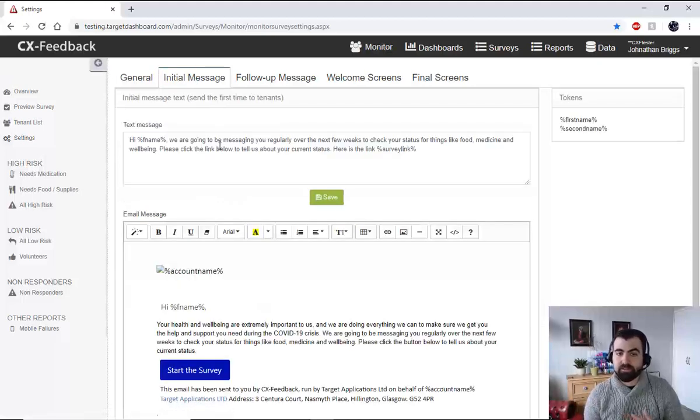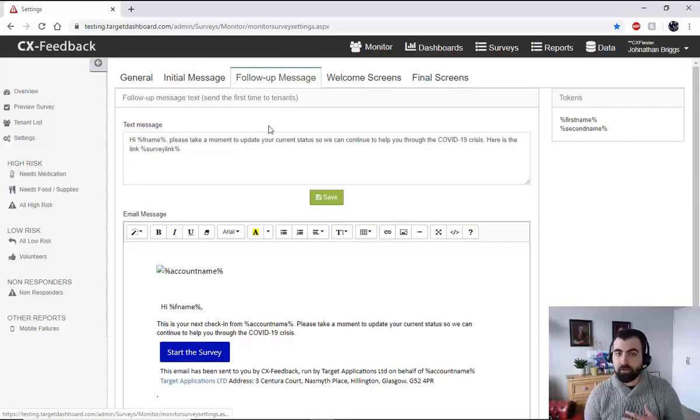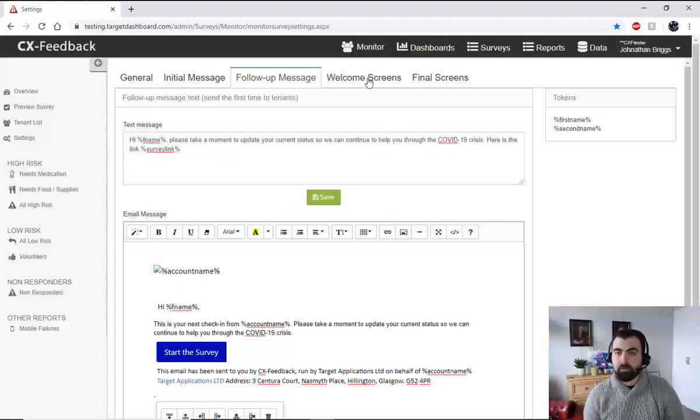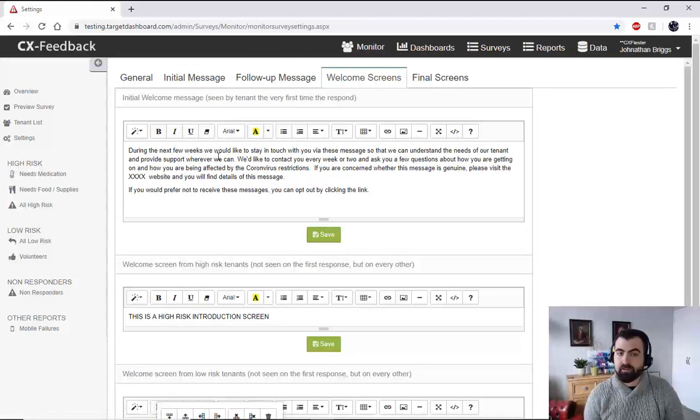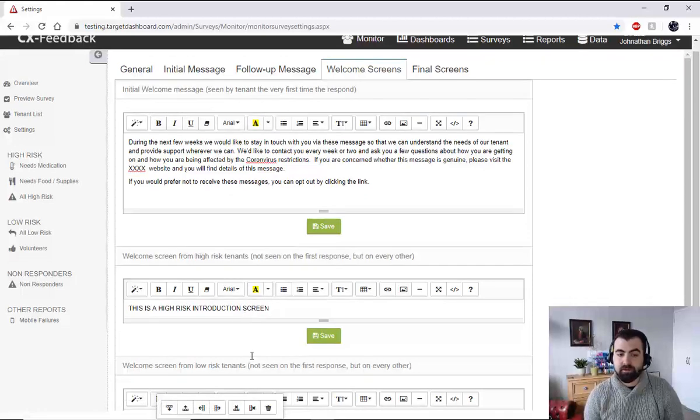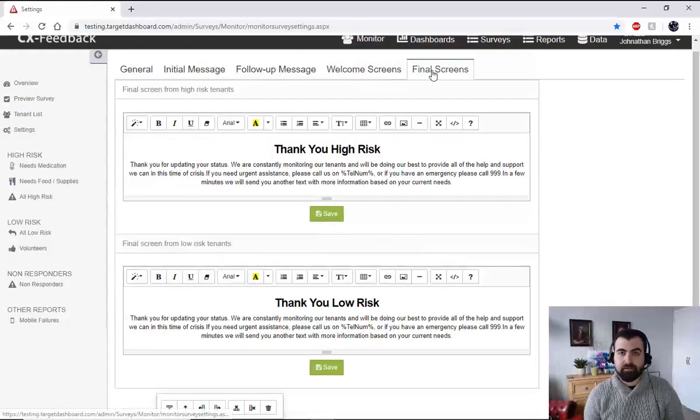We'll be able to customize what we say in the initial messages using tokens like their first name. We'll be able to customize any follow-up messages that go the second, third, fourth, and further on times via SMS and via email. And we'll also be able to customize the welcome screens, the initial welcome screen, high-risk welcome screen, the low-risk welcome screen, and the exact same for the final screens, the thank you pages. We can customize them to include the right telephone numbers, any information you want to put in here. It's extremely easy, as you can see, to just type them in as if it's a Word document and save them, and that updates it for any further surveys.